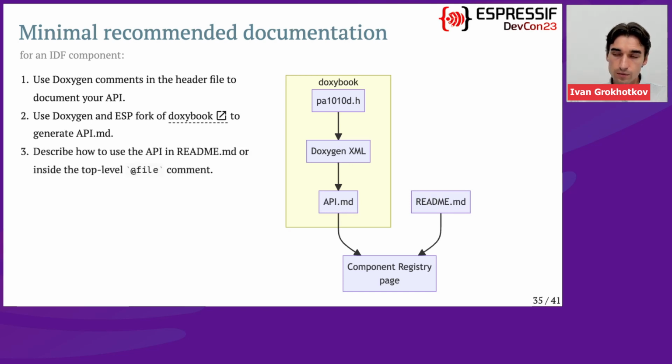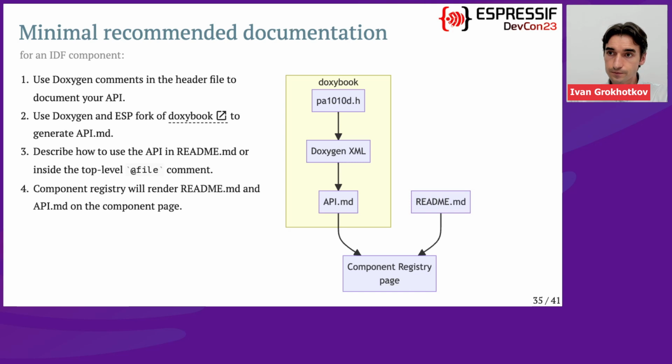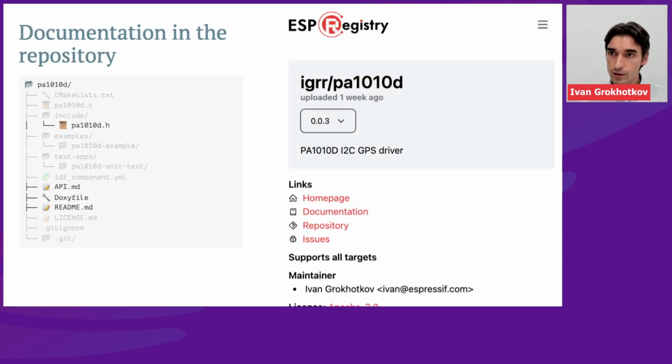Then you can write the explanation part either in readme.md or inside a top-level file comment in your header file. Once you have readme.md and API.md in your component repository, the component registry will automatically render the documentation in the README and in the API.md in the page of your component. So let's take a look at what this looks like for our example component.